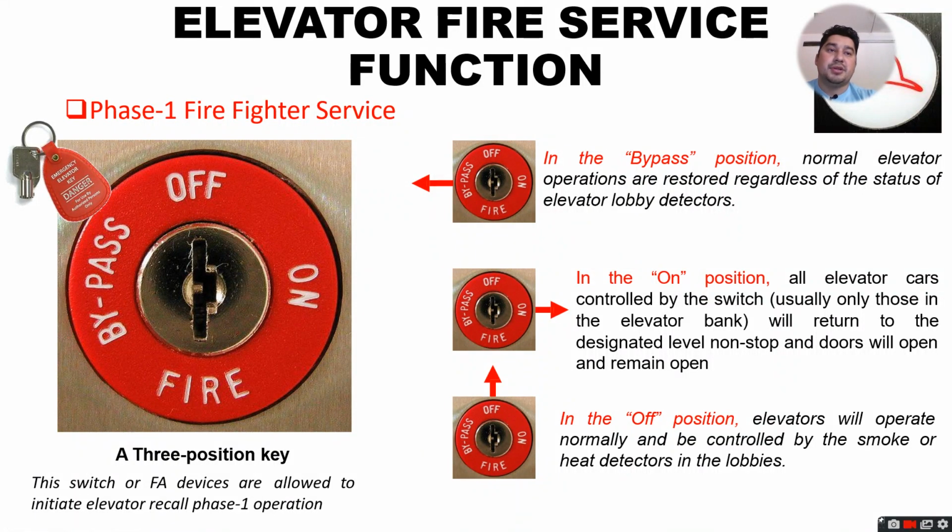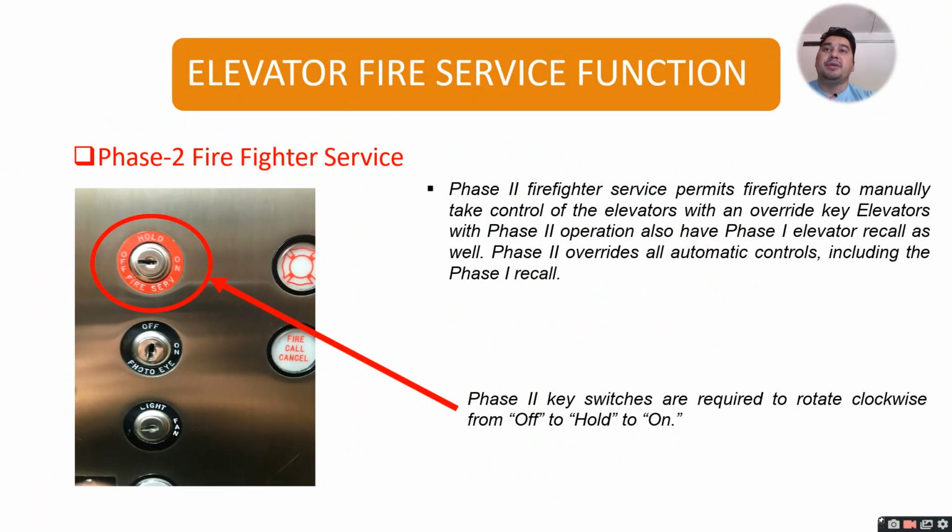In the off position, elevators will operate normally and be controlled by the smoke or heat detectors in the lobbies. If you take the key to the off position, elevators will operate normally and be controlled by the smoke or heat detectors. Elevator fire service function.